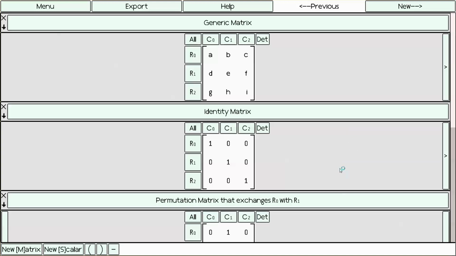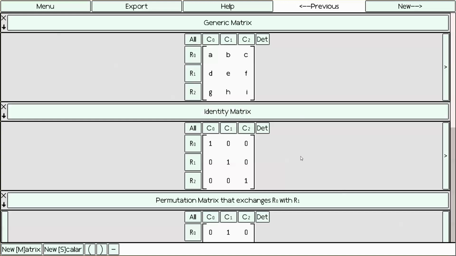So first let me show you here. This first matrix we have is a generic matrix. We'll be using this to demonstrate the properties of the other matrices. This generic matrix is just here to represent any arbitrary matrix that could be formed in a 3x3 fashion.